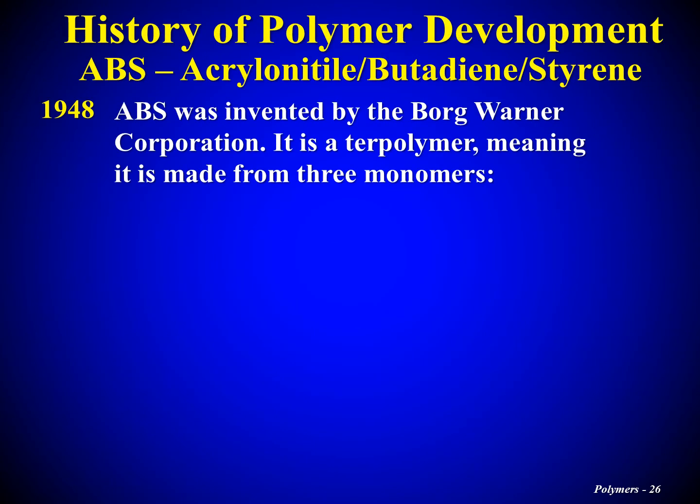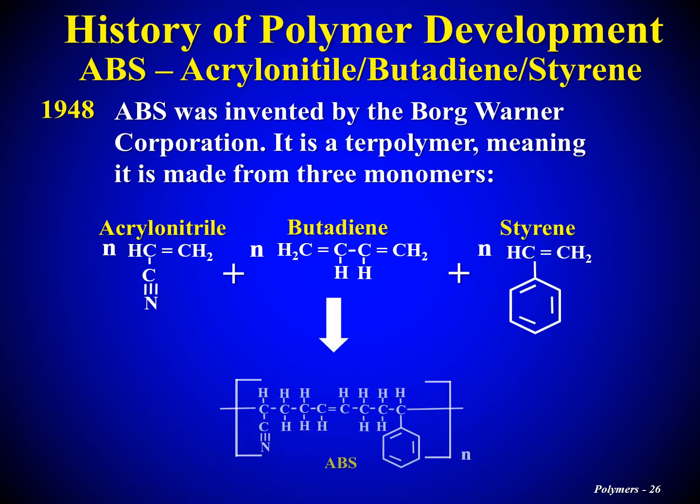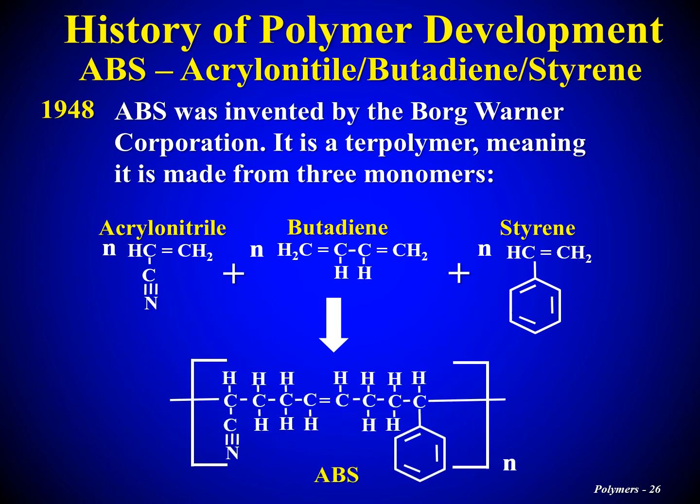Another important development was the invention of ABS polymer at the Borg-Warner Corporation in 1948. The name is derived from the fact that it is made from three monomers: A, acrylonitrile; B, butadiene; and S, styrene. This type of polymer is known as a terpolymer. This diagram shows the reaction of the three monomers and the structure of the ABS polymer. The properties of the polymer can be tailored to fit an application by changing the proportion of the three monomers.